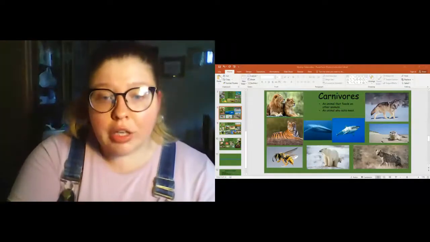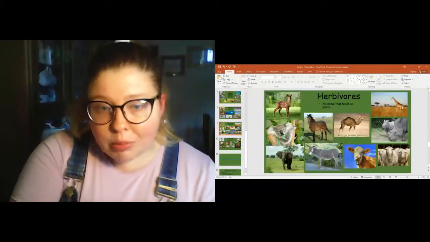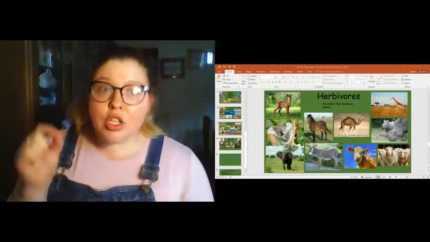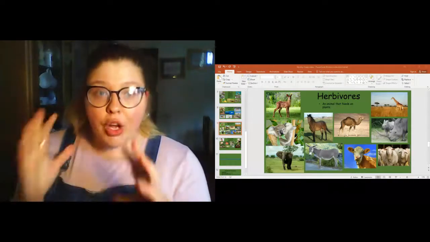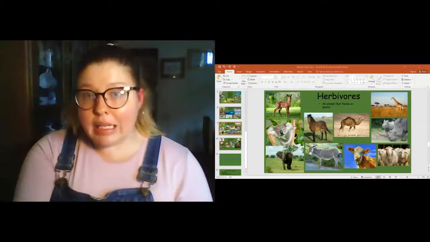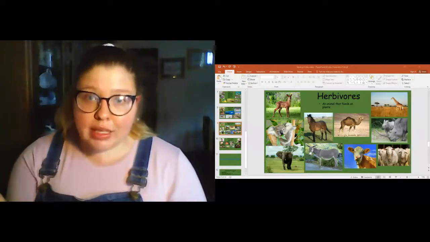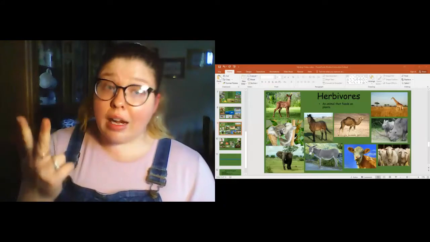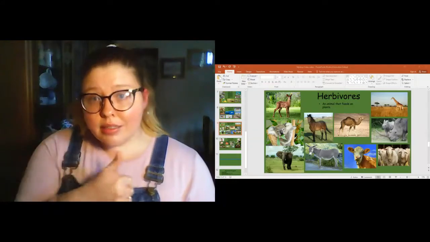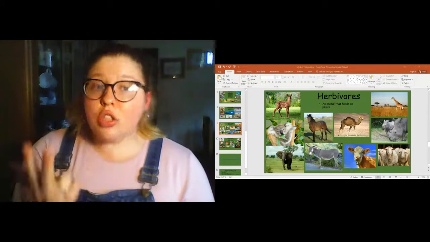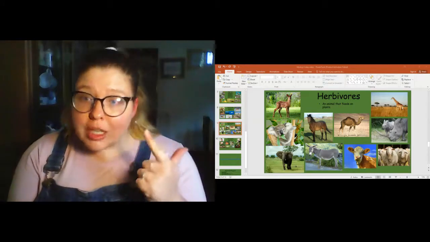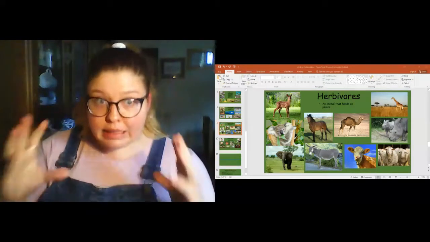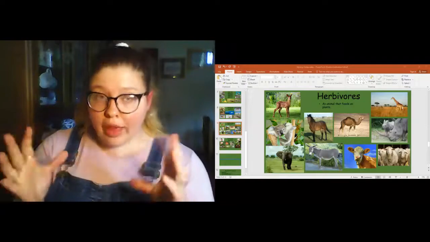Okay, so here are some animals that are herbivores. Herbivores are animals that feed only on plants. So herbivores are animals that only eat plants. And some examples of some herbivores here are deer, koala bears, elephants, horses, camels, donkeys, cows, sheep, rhinos, giraffes. These are animals that only eat plants. Okay, that's all they eat.